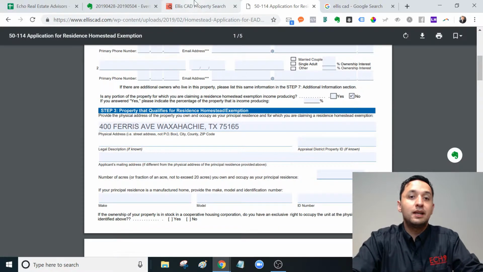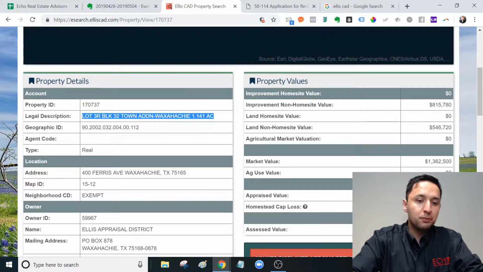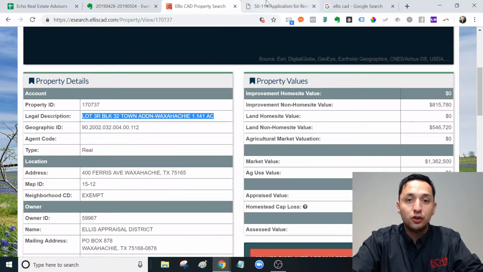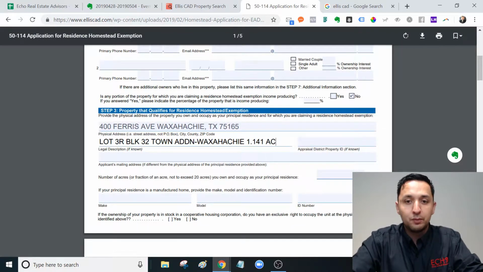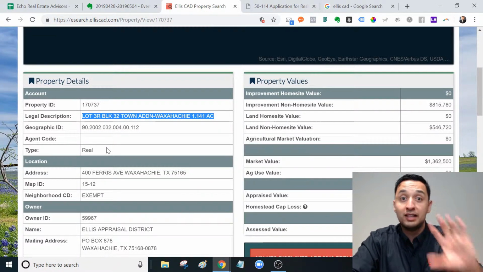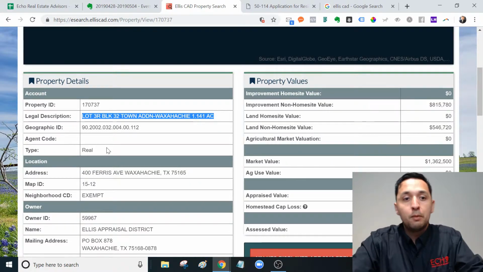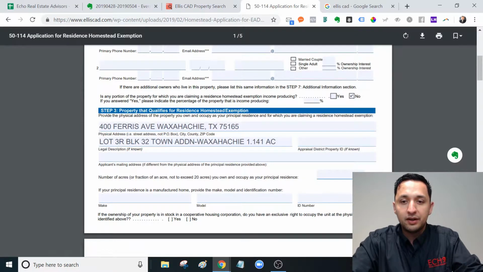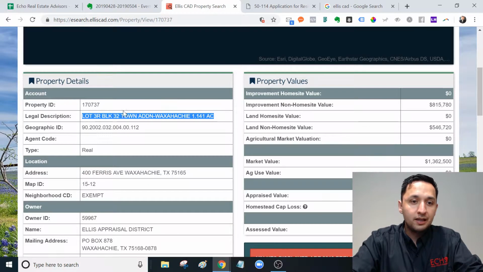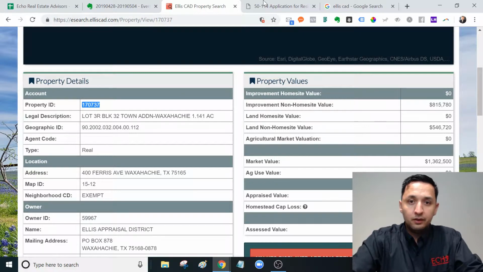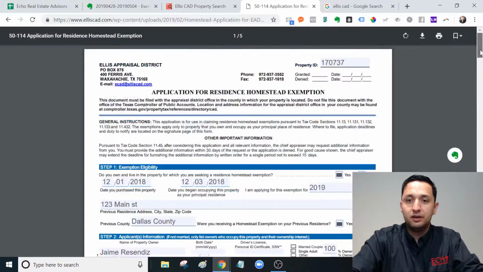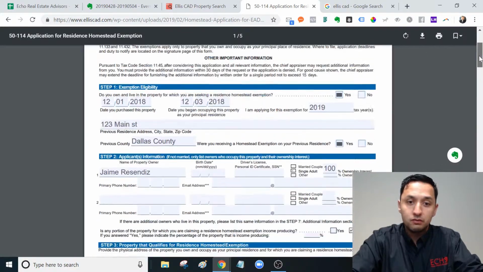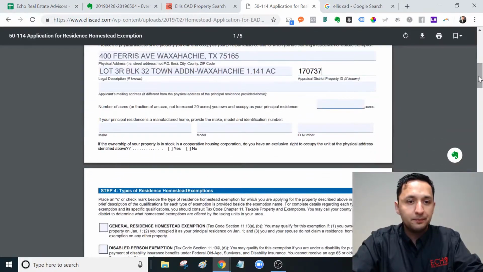Legal description. Most people don't know what that is, but it will be in your CAD. It will be in the Central Appraisal District's information. So you saw there, I just clicked back over to the property details, and it was right there. Appraisal District Property ID. Well, we've already filled that in, but we'll fill that in again. So up here, we already filled that out. However, it won't hurt us to put it again.